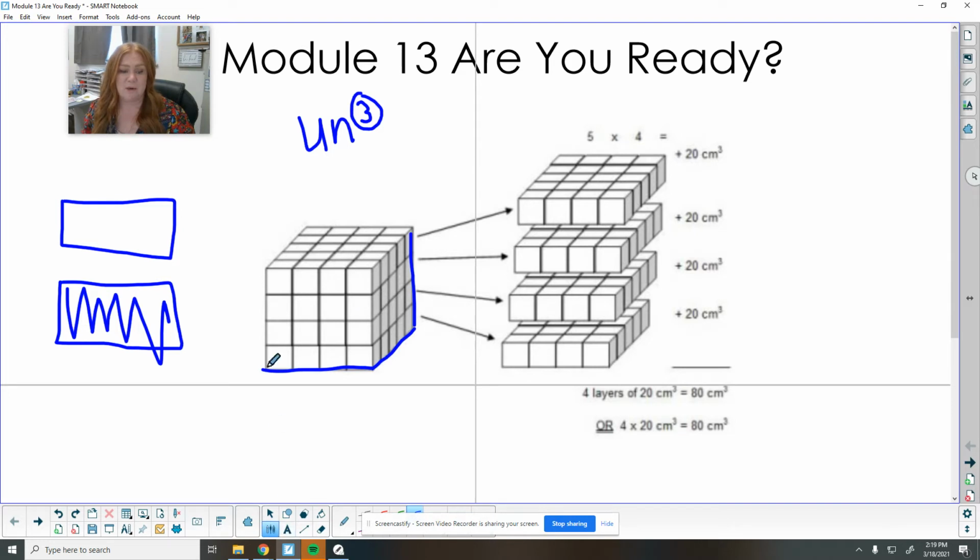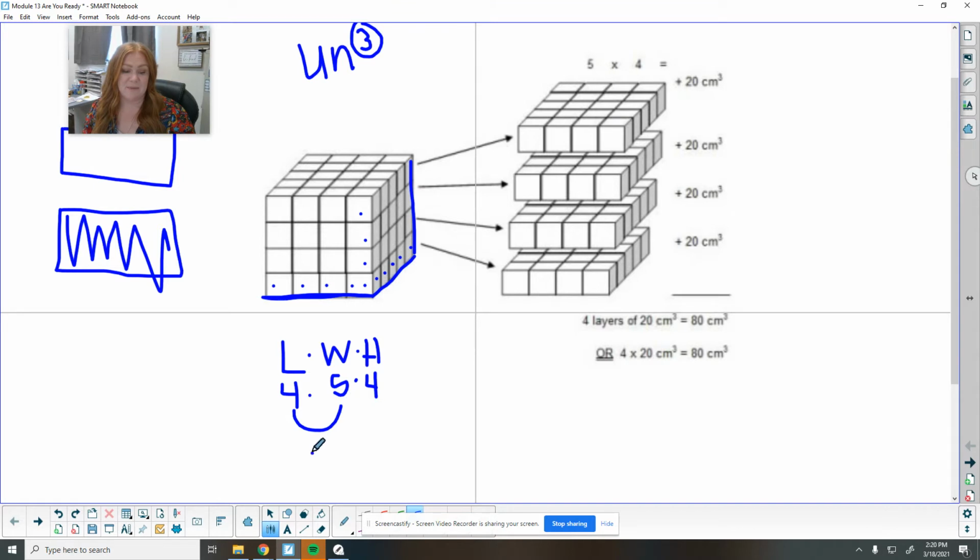So when we are doing these, we're doing length times width times height. The length of this one is 1, 2, 3, 4 units. The width is 1, 2, 3, 4, 5. And then our height goes up 1, 2, 3, 4. So we need to do 5 times 4 is 20, and then we times that by 4 is 80. These were centimeters cubed.